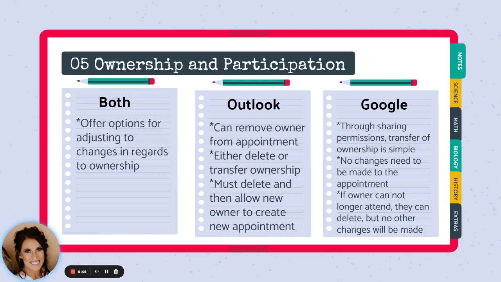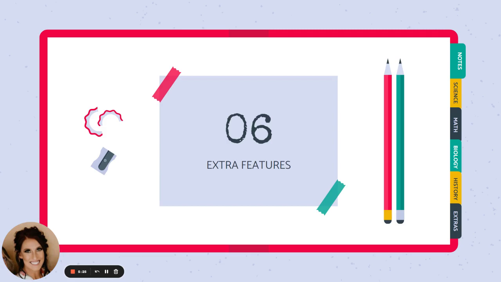Through Google, though, like I said, it's a little bit easier process. And with those sharing permissions, you can transfer your ownership. It's a lot more simple. No changes need to be made to the actual appointment. So if the owner can no longer attend, they can delete it from their calendar, but luckily no other changes will be made to anybody else's event.